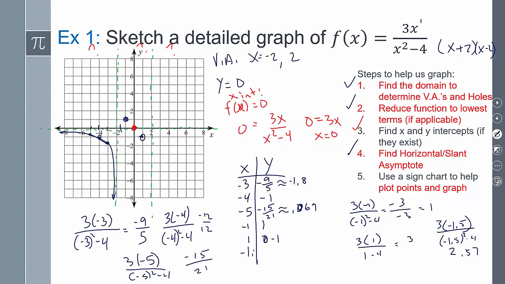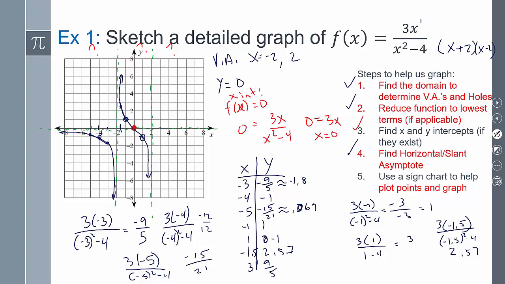So I did -1.5, and I got positive 2.57. Okay, so that's about right here. So this tells me that that's probably going to go up there, and then that's probably going to go down there like that. And now on the next one, we need to plot some more points, so I can try +3. If I try +3, this is just going to be +9/5.